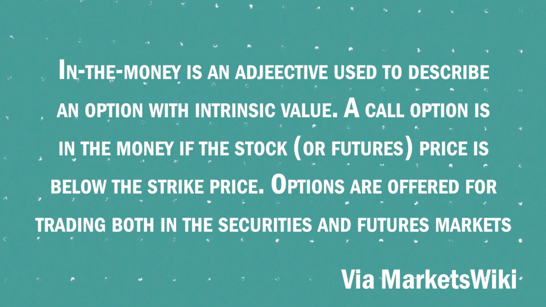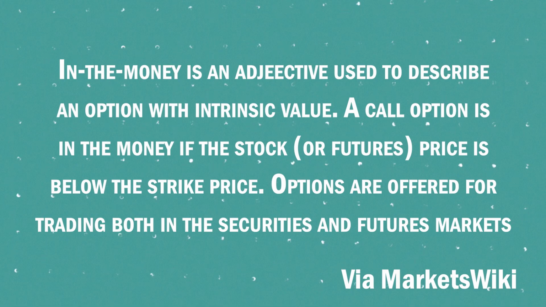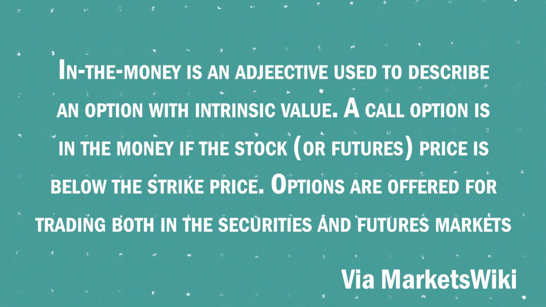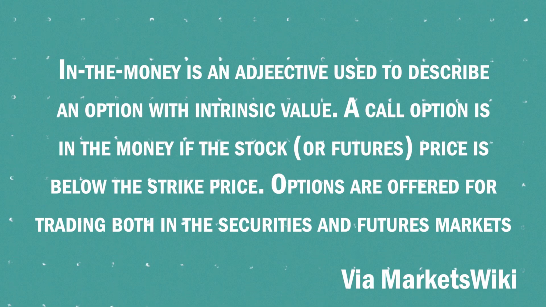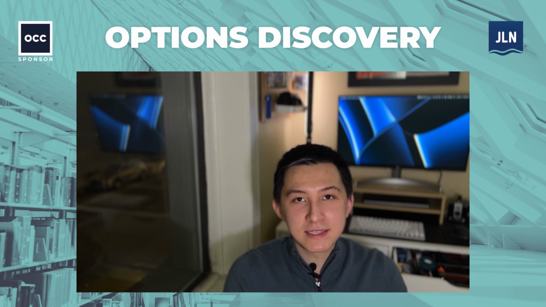So for calls, this means that a call starts to gain intrinsic value when the underlying price exceeds the strike price. And for puts, this is when the underlying price gets lower than the strike price. Now, the intrinsic value can be calculated as the absolute value of the difference between the strike price and the underlying price for in-the-money options.